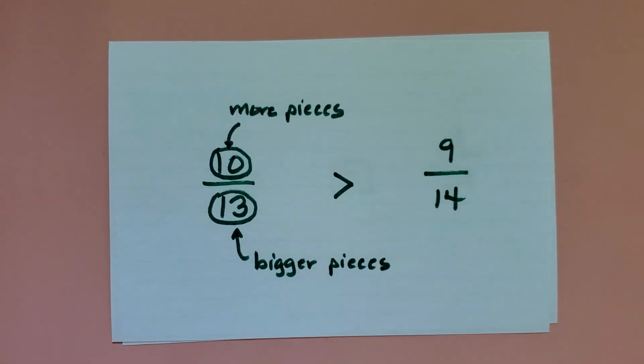1/13 is a bigger piece than 1/14. 13ths are bigger than 14ths. So 10/13 has bigger pieces than the 9/14. So if 10/13 has more pieces and those pieces are bigger than the pieces in the other fraction, then 10/13 must be the larger fraction.